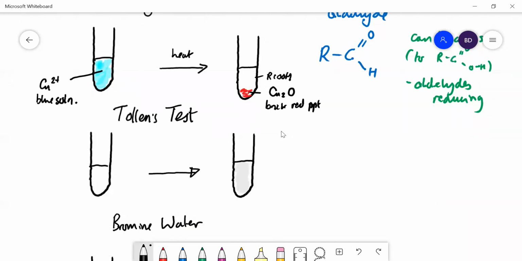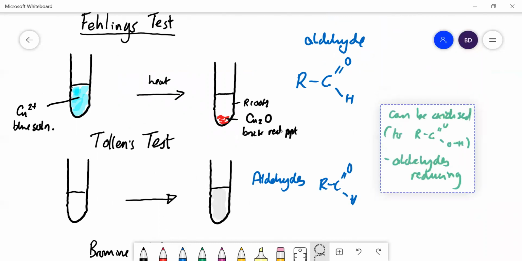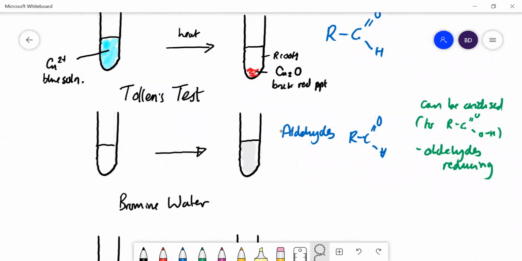Right, there's a little bit of redundancy here. Tollen's test does exactly the same thing as Fehling's. It tests for aldehydes and aldehydes only. Again, it works because aldehydes can be oxidized to carboxylic acid, so that means they are reducing agents, yeah? And what's the oxidizing agent we have in Tollen's? Well, it is silver ions.